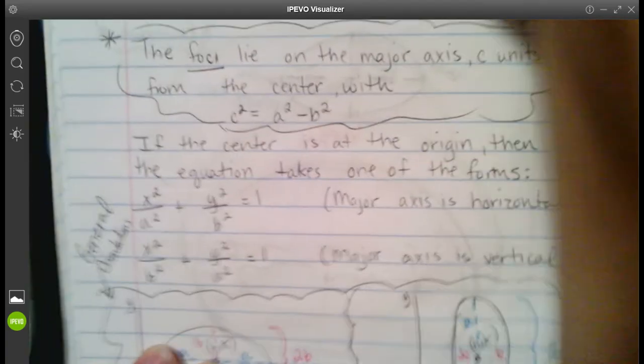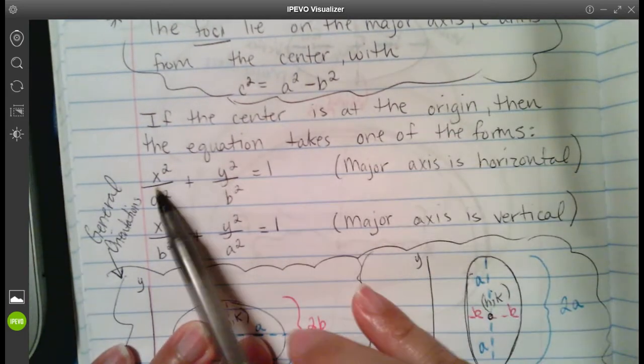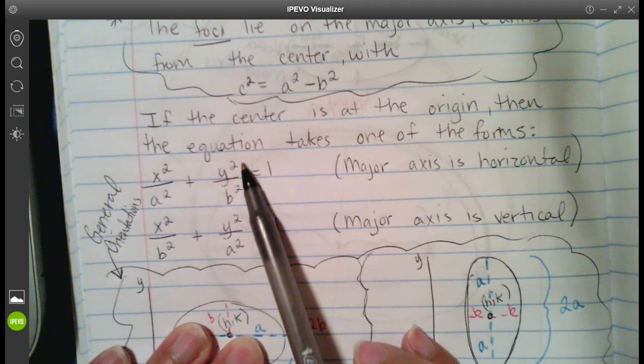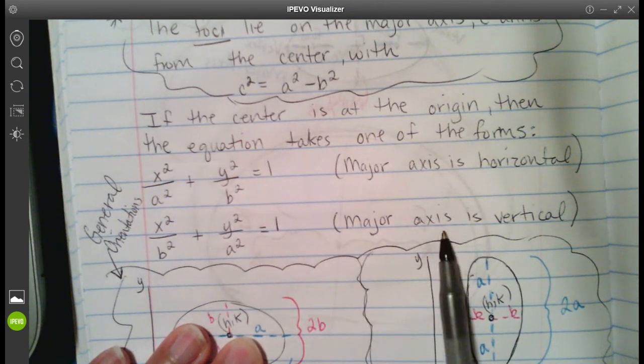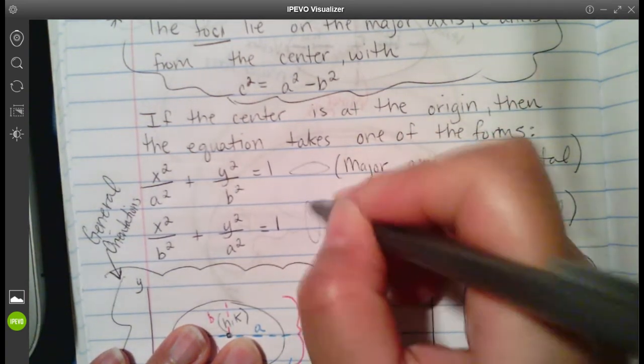We have some notes here at the bottom that say, if the center is at the origin, so that means our H and K are equal to 0, then the equations take these forms where it's a little bit easier. It's just x squared over a squared plus y squared over b squared equals 1, and vice versa with the A and the B if the major axis is the other way. So, okay, again, this one is the horizontal, this one is the vertical.